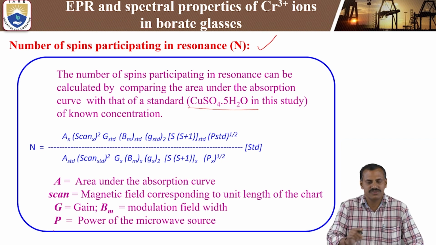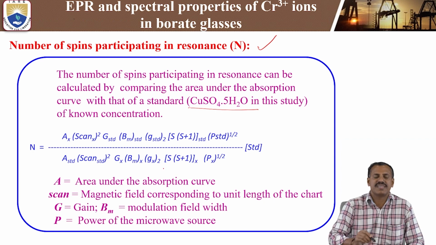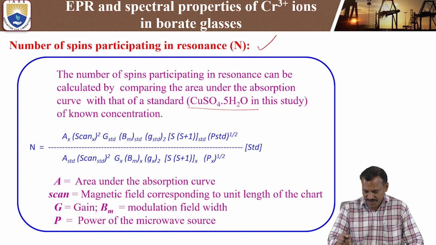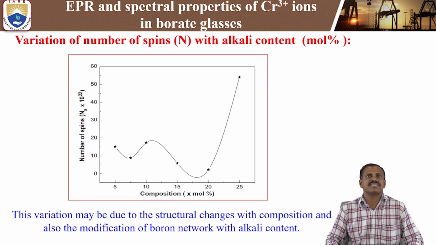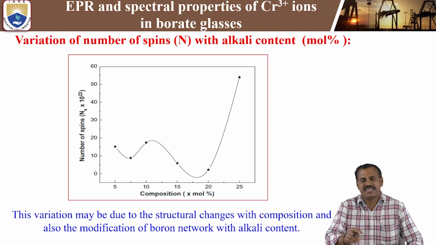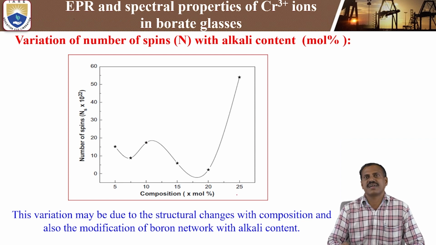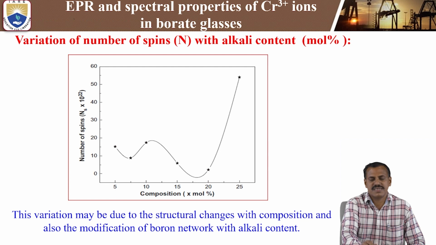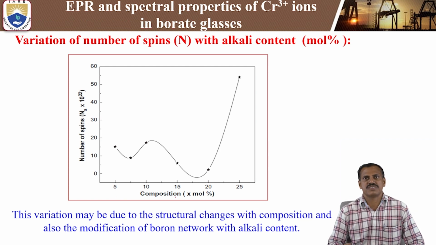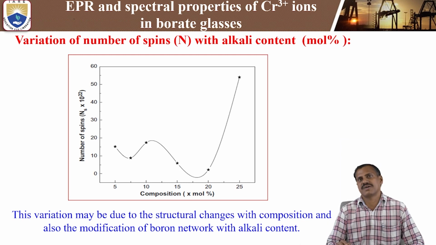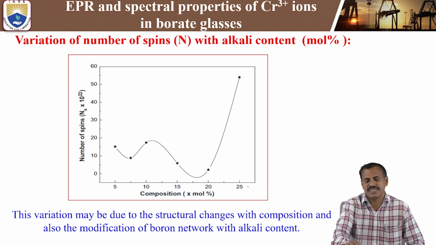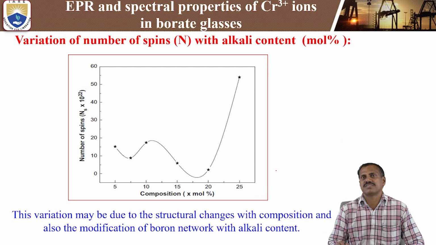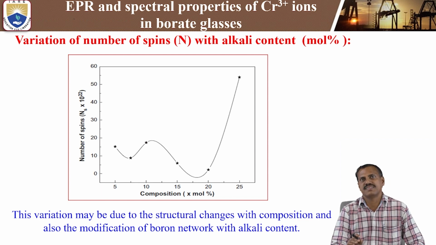By using all these values, we substitute in this formula and get the number of spins participating in the resonance. We are studying the variation of the number of spins with alkali content. See here, the x-axis is composition, different alkali content compositions: 5 mole percent of lithium oxide, 10, 15, 20, and 25 mole percent of lithium oxide. The remainder is cesium oxide. So with 25 mole percent lithium oxide there is 5 mole percent cesium oxide, completely taking 30 mole percent. So you are varying the alkali content, which is why you are studying the mixed alkali effect.